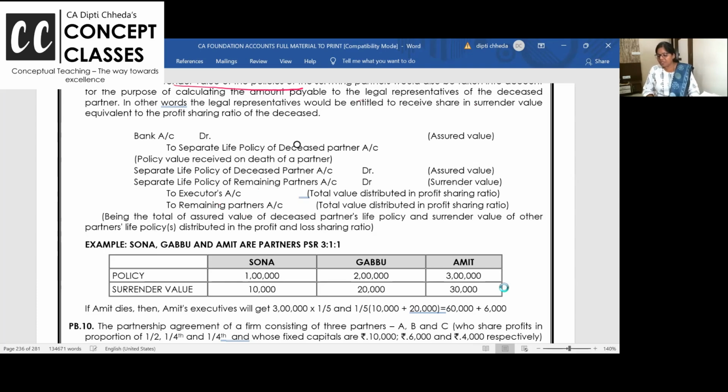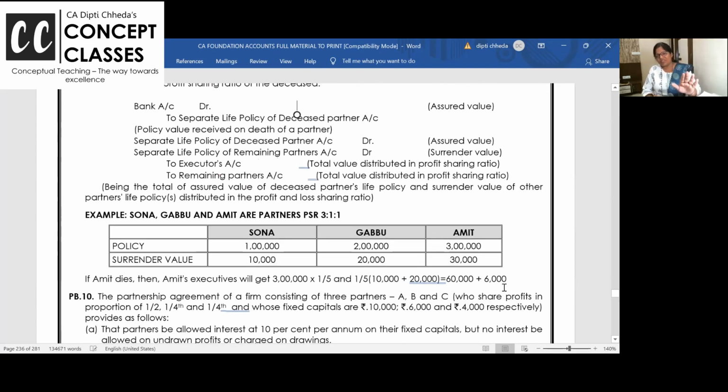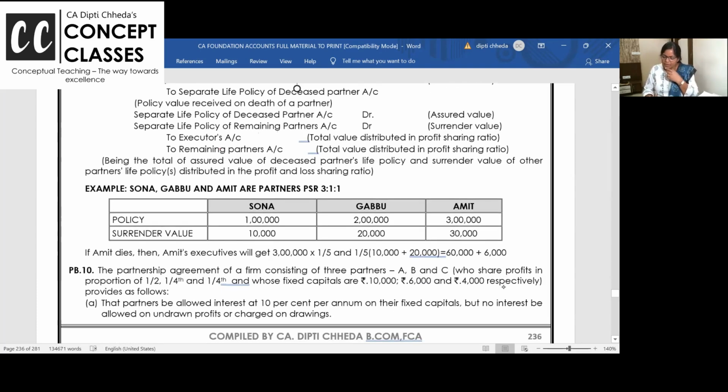So this is something new you are doing. If now it is 50% clear, absolutely okay. Look at this example. S, G and A, they are having policy and surrender value. What is this value? Maturity value. What is this value? Surrender value.